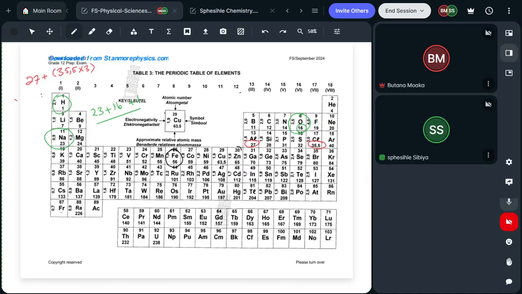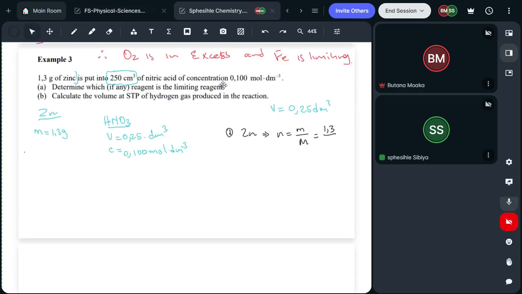Oh, this shows that I haven't used a periodic table. Okay, so this is 65, né? So I'm going to divide that by 65. You understand? Are you still with me?